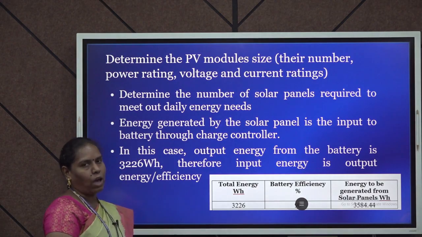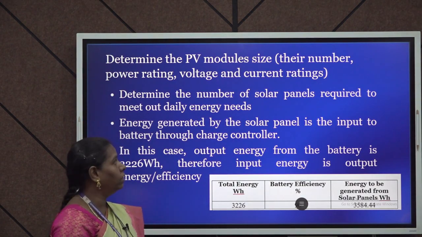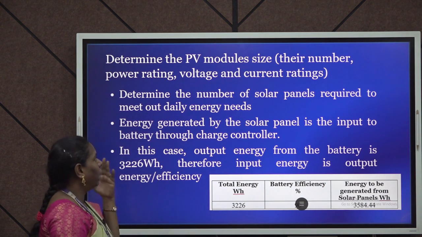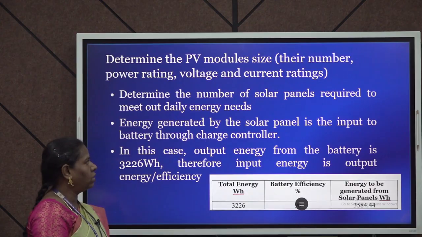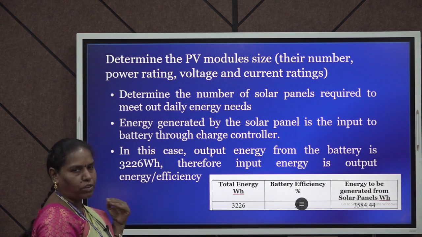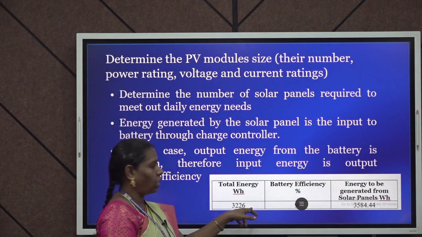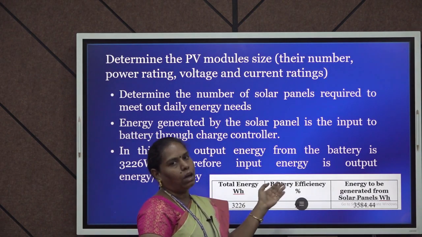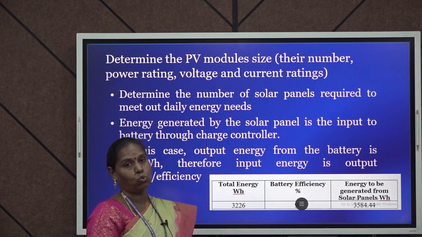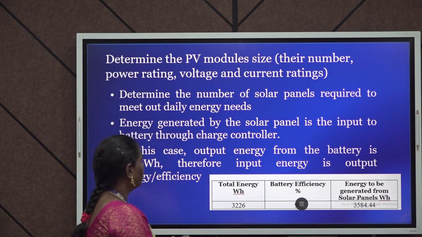And next, we have to find out the PV module sizing. For that we have to consider the power rating of the solar panel we are choosing, and their current and voltage ratings. This also works backwards. The total energy required is 3226 watt hours. If the battery efficiency is 90%, then the energy to be generated from the solar panel should be 3584 watt hours.